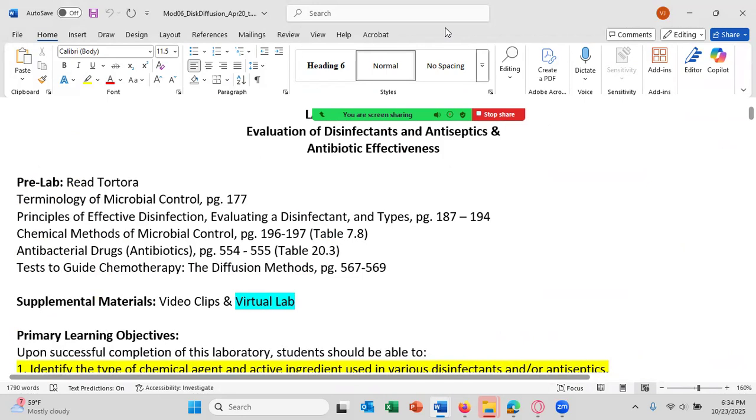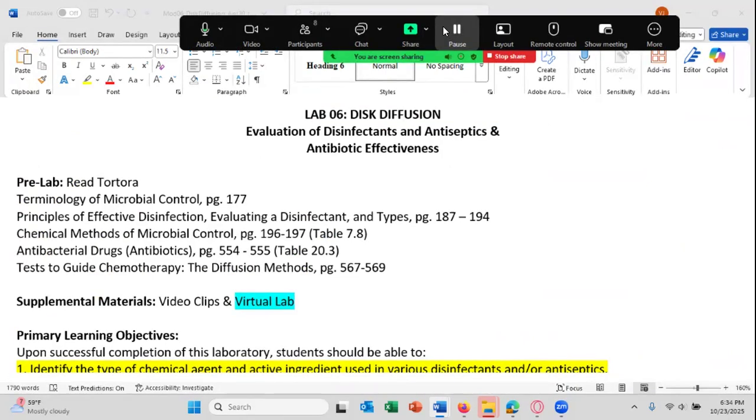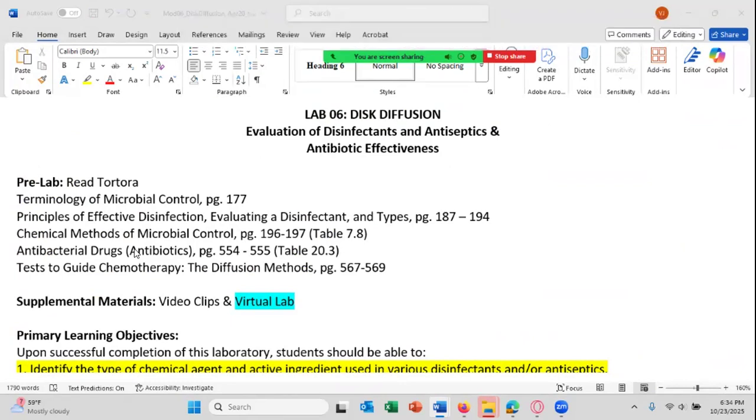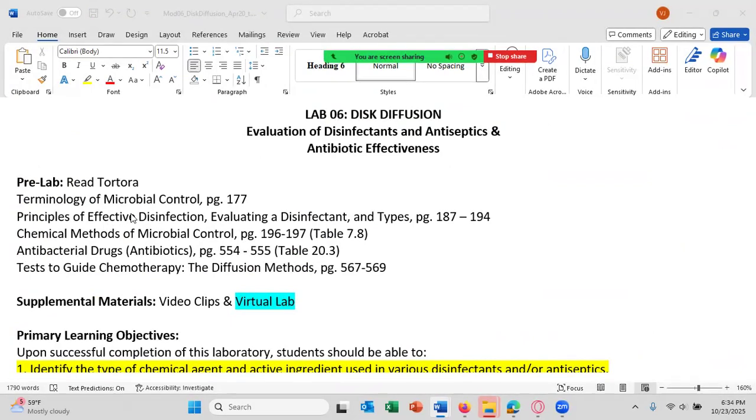Lab 6, disk diffusion, evaluation of disinfectants and antiseptics, and antibiotic effectiveness. There is some reading to all the labs. So read about terminology of microbiological control on page 177. Read about the principles of effective disinfection, evaluating an effective disinfectant, and then the types, page 187 to 194. Read about chemical methods of microbial control, pages 196 to 197.